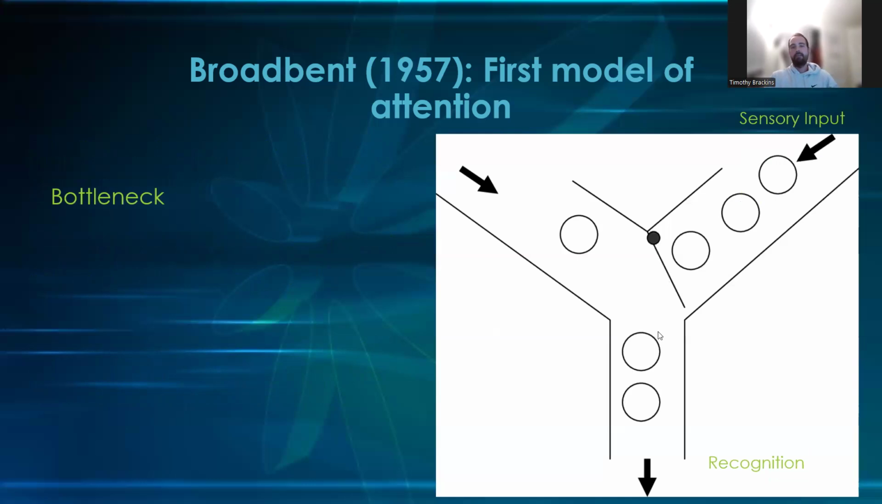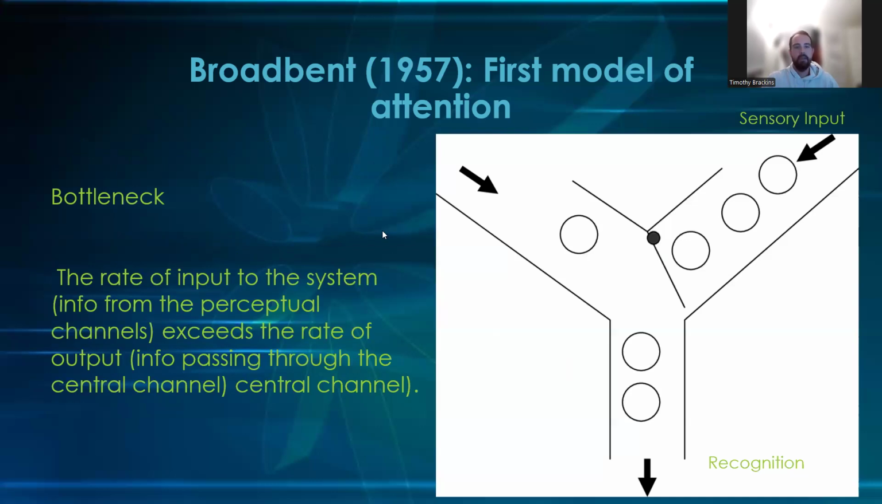This bottleneck that's occurring in the central channel here is a central feature of Broadbent's model. This describes that point in the processing system where the flow of information is restricted. And the idea here is that our cognitive system has a limited capacity for processing information, and as a result can only handle a limited amount of sensory input at any given time. The amount of information coming in from our perceptual channels exceeds the rate at which we can process it. So too much is coming in, we can't process it all, and we therefore need attention to control the overwhelming amount of information coming in.